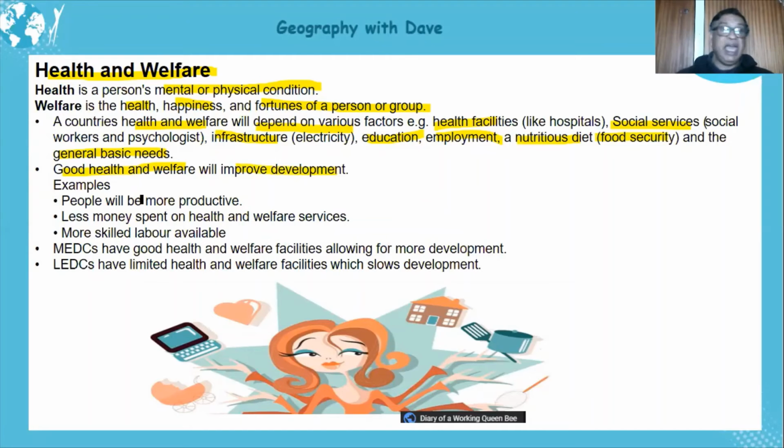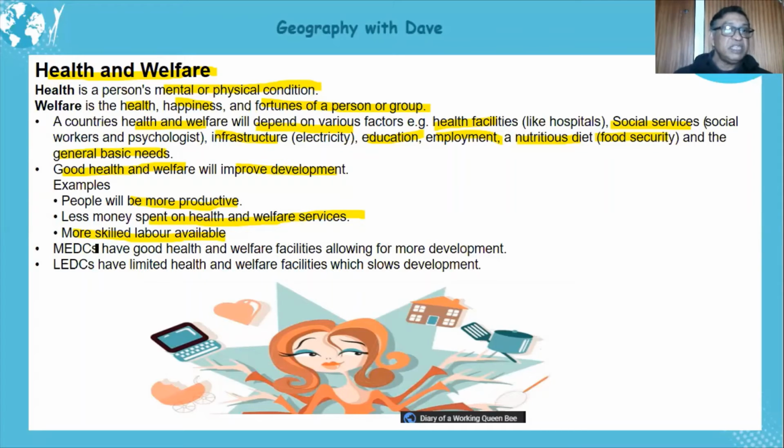Why? If people are healthy and have a good mindset, they will be more productive. They will produce more. You understand? They'll be more creative, therefore resulting in development. Less money is spent on health and welfare services because the people are more healthy, so more taxes are used for development of other aspects, and more skilled labor is available. You understand? Because of the welfare, they have a good quality of life. They send their children to schools, which then develop their skills.